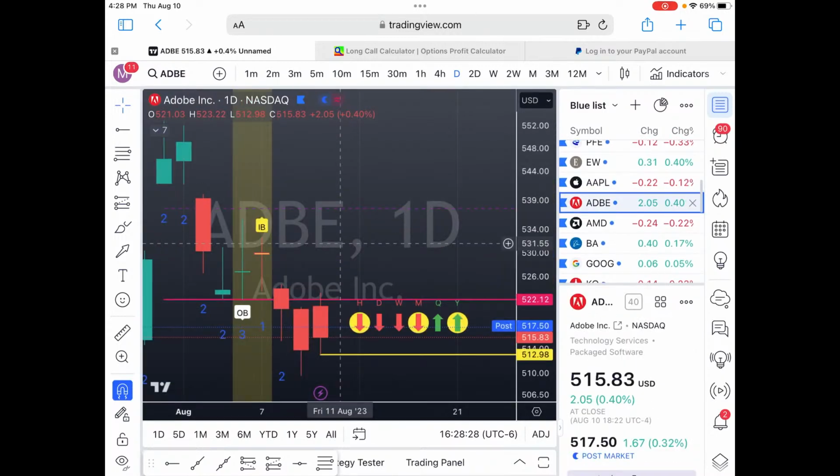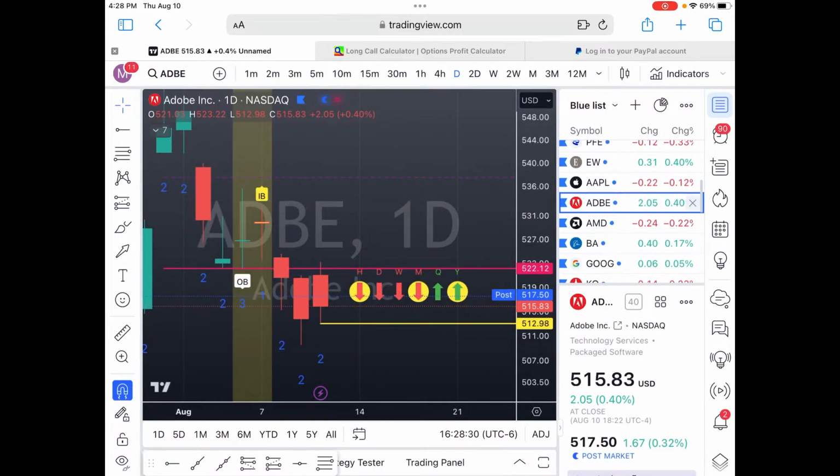Okay, so we're going to move on to Adobe. Adobe has a 2 up that finished red. We're going to talk about this a little bit more as well, because there's a pink line here.